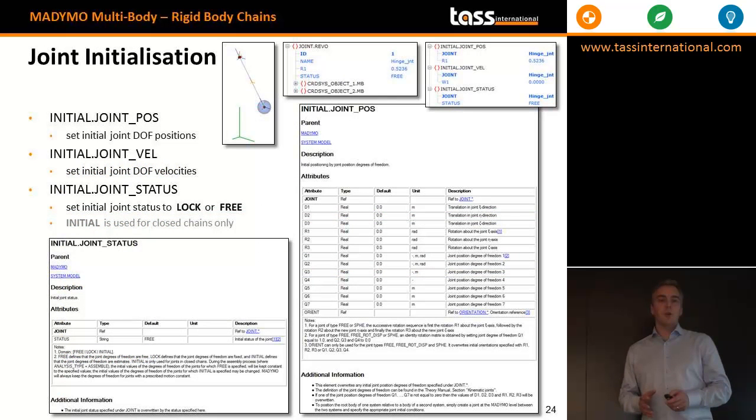Initial conditions on a rigid body system, on a multi-body system, are basically defined with joint initialization. For that you can use initial.joint pos, initial.joint vel, velocities, or initial.joint status. So the positions and the velocities can be initialized, and the status means that initially you can set the status of a joint to lock or to free. So for instance, if you have a revolute joint, you put it to free, it means that the two bodies can freely move around the defined axis of the revolute joint. But if you put it to lock initially, it means that the two bodies are rigidly, kinematically connected.